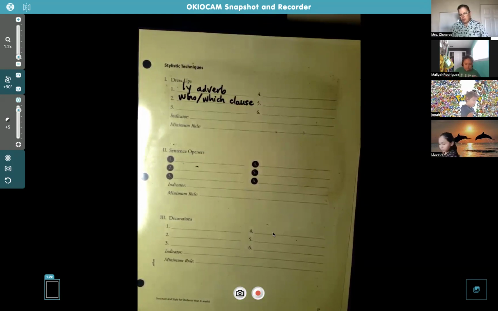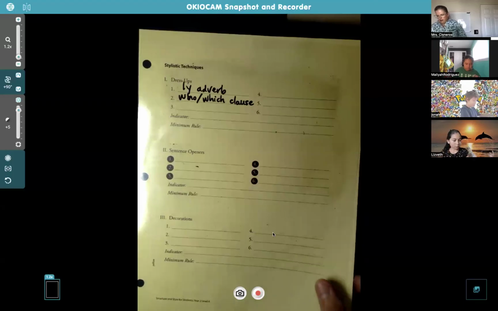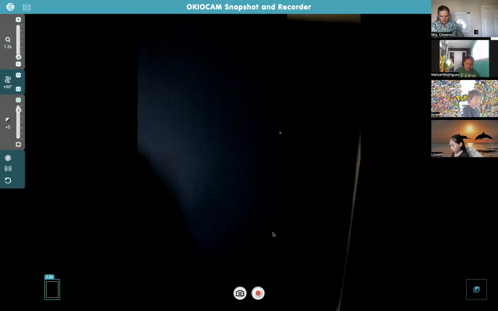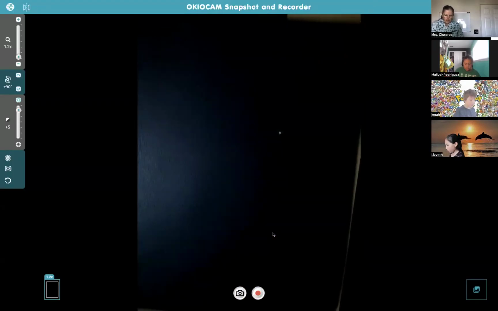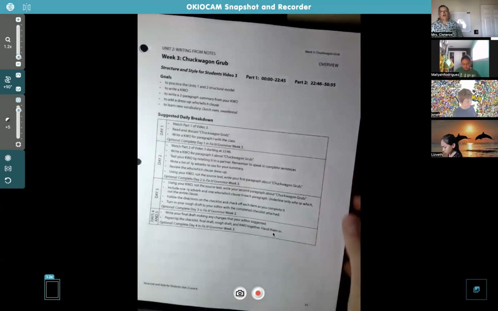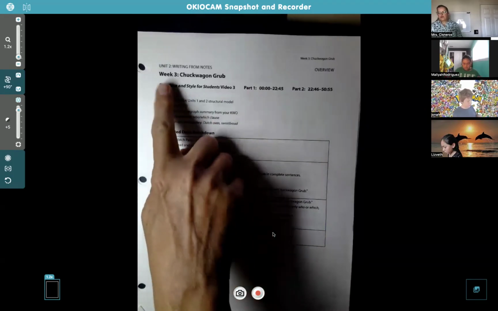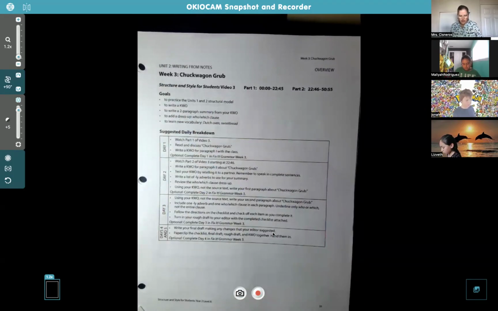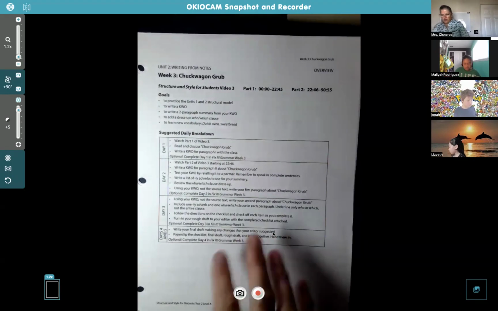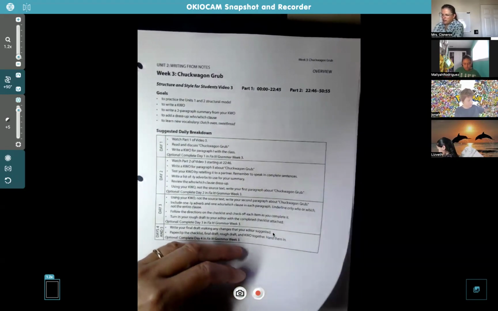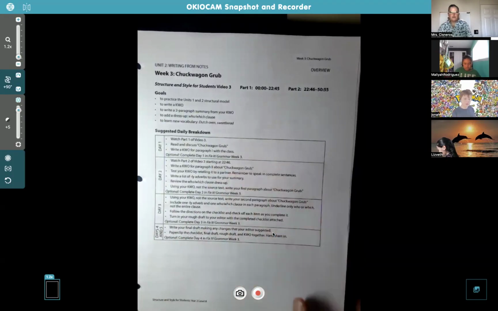And then you're going to get out week 3, which is called Chuck Wagon Grub. This is week 3. This is behind the source text tab at the front of your binder. It's only 3 pages, so that's the good thing. So just 3 pages for week 3.